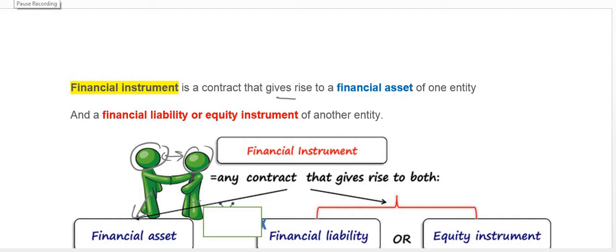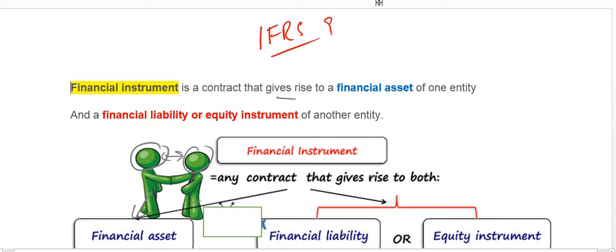Okay, audience, today we will discuss IFRS 9, that is financial instruments, and this is the first lecture in SBR. So today we will discuss IFRS 9 and some IAS 32. So let's start.